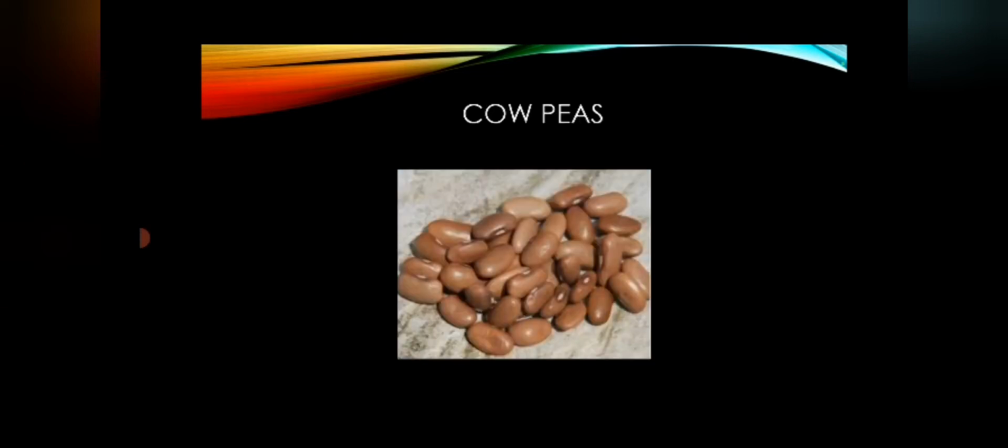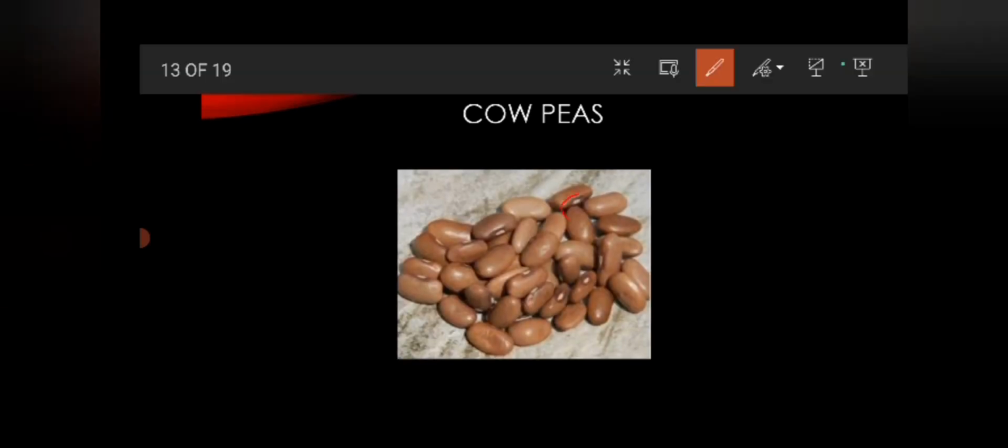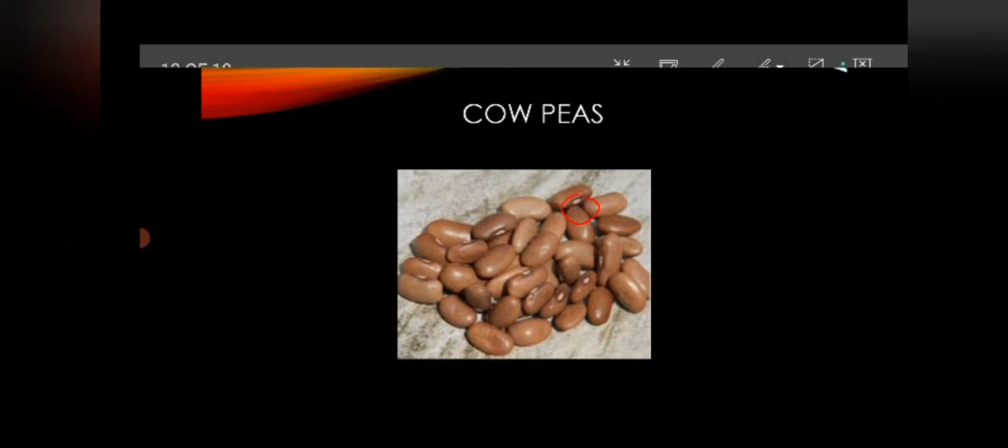Similarly, cowpeas, we'll call karamani in Tamil. So cowpeas is also an example for dicotyledon. Here you can see the hilum over here. Behind the hilum you can see a scar where the seed is attached to the fruit. So this is an example for dicotyledon plant.